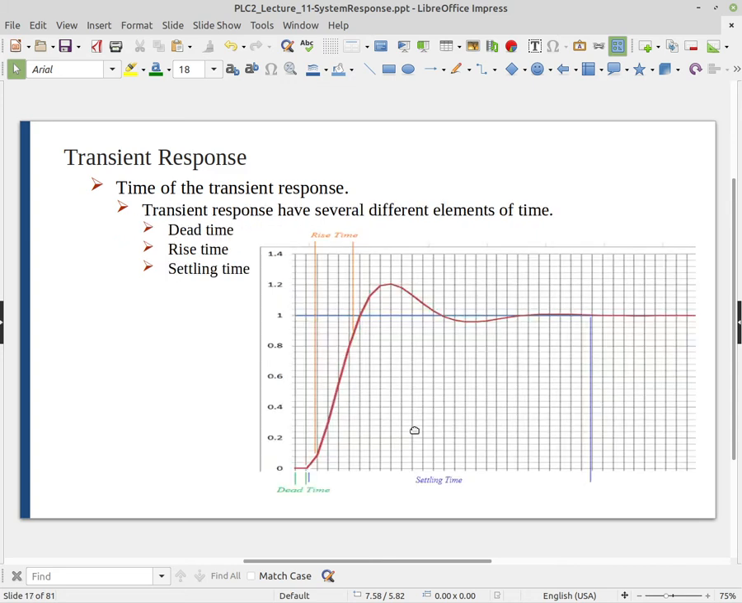All right. So when we start talking about the time response, there's three things that we usually talk about. One is called the dead time. The dead time is the amount of time it takes for the system to actually begin changing after the set point has changed. So you see here at time t equals 0, we have t equals 0.